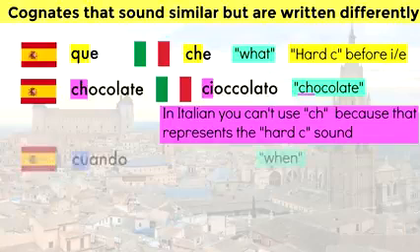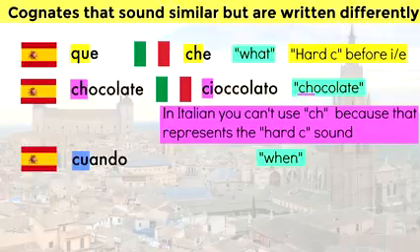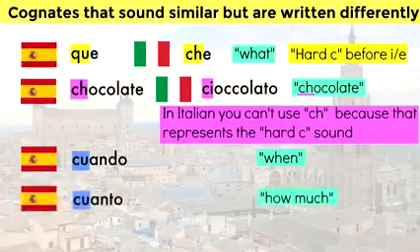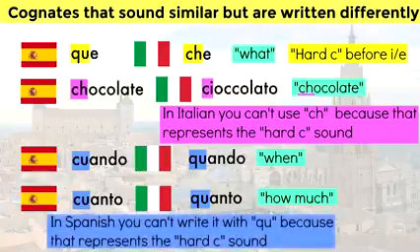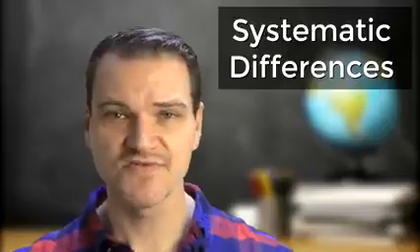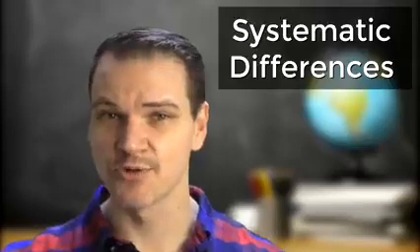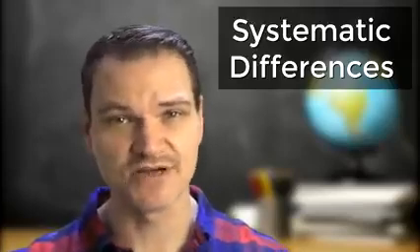In Spanish you have cuando, meaning when, and cuánto, meaning how much. And in Italian you have quando and quanto. In Spanish you can't write it with QU because that always represents a hard C sound, so the words would end up sounding like cando and canto. Some of the differences in pronunciation and orthography between Spanish and Italian are fairly systematic.